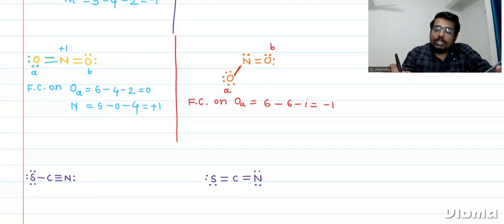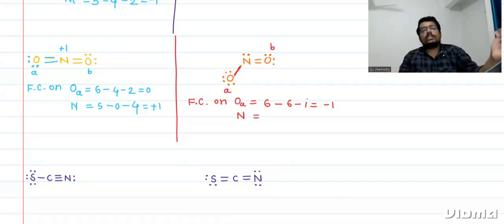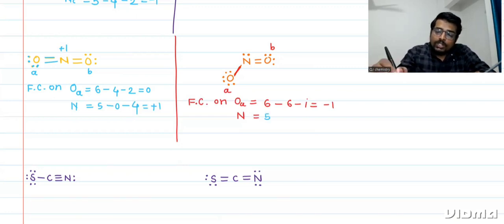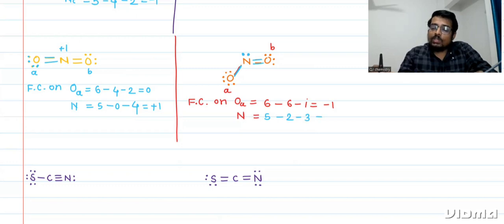Similarly, find the formal charge on nitrogen. How many electrons are there in the valence shell of nitrogen? We know that a total of 5 electrons are there in the valence shell of nitrogen. Now, how many dots are there on nitrogen? 2 dots, right? So 5 minus 2 minus how many bonds are associated with nitrogen? 1, 2, and 3. A total of 3 bonds are attached to the nitrogen atom. So the formal charge on nitrogen is equal to 0.